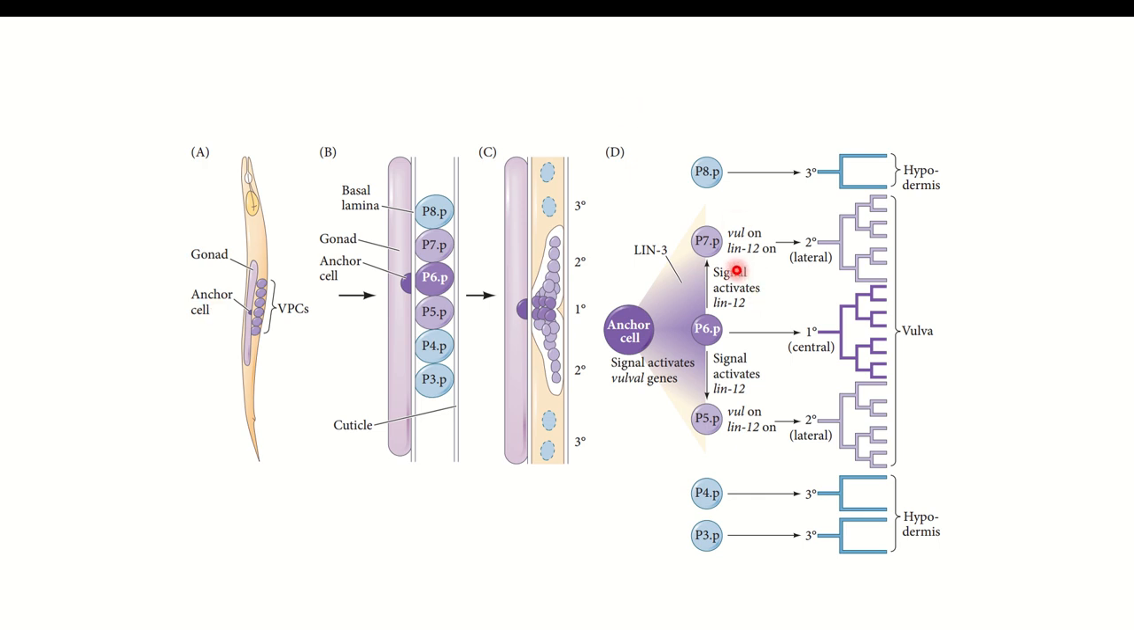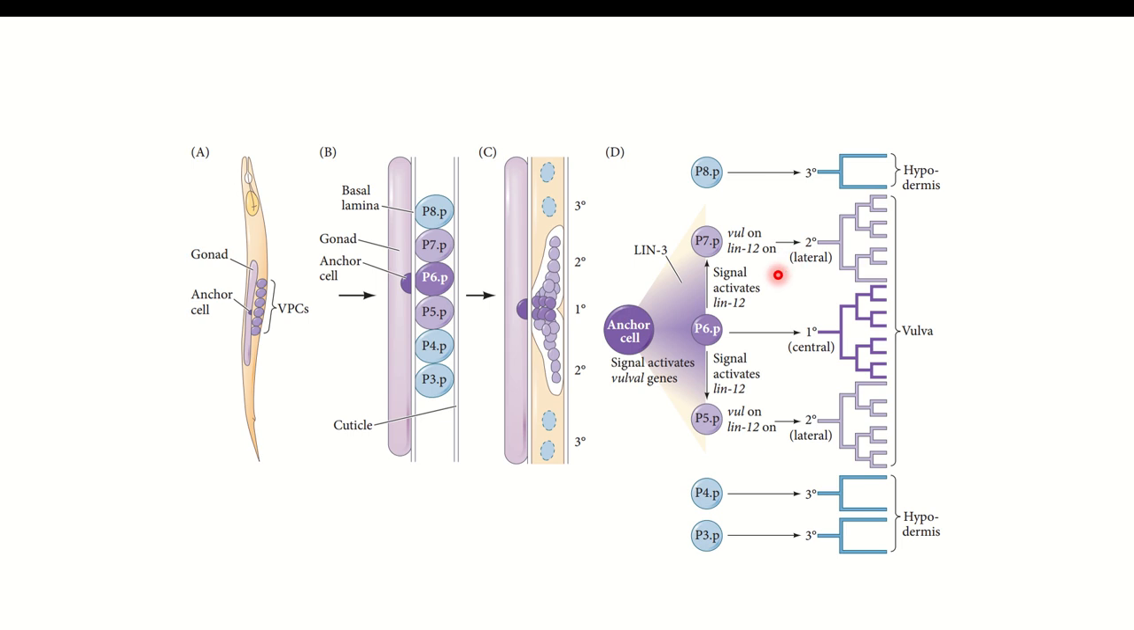Here you can see that the anchor cell is secreting Lin3, mostly a paracrine factor, which binds mostly to P6P, which forms the primary vulva. And here Lin12 is expressed on the lateral side of P6P and inhibits P7P from having the primary fate. Thus it forms the secondary.